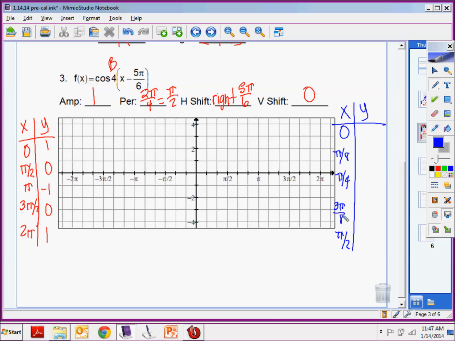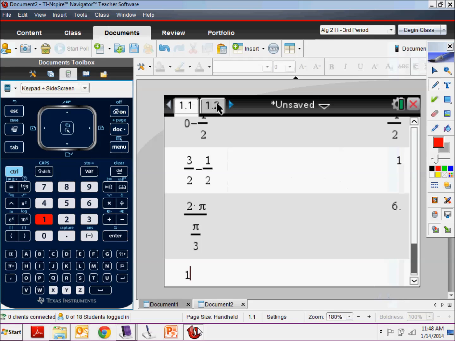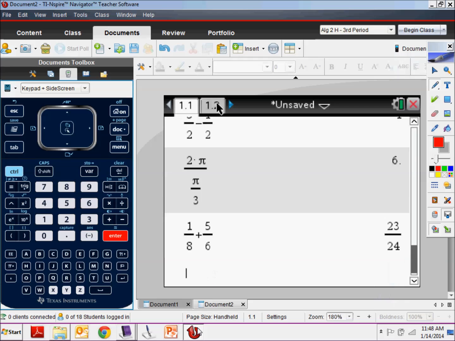Now we know our period, but we're not done, because what do we have left to do? We're going to go right, so we have to do what with that 5 pi over 6? Add it. Now, I know you guys may not be the strongest adders with fractions. No offense, hopefully none taken. What's 0 plus 5 pi over 6? This is going to become 5 pi over 6. Piece of pie, right? Now, 1/8 and 5 over 6 you may not know. So you go to the calculator and put in 1/8 plus 5 over 6, and it tells you it becomes 23 pi over 24.